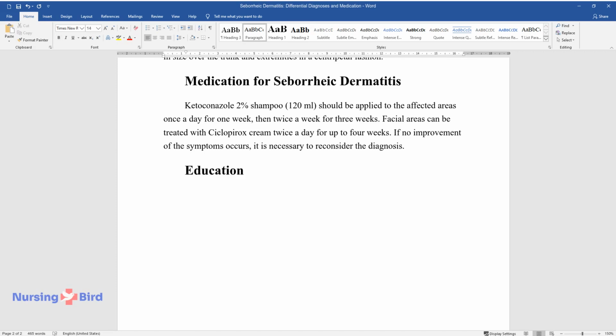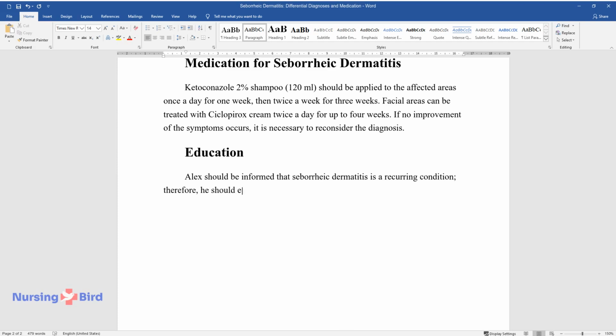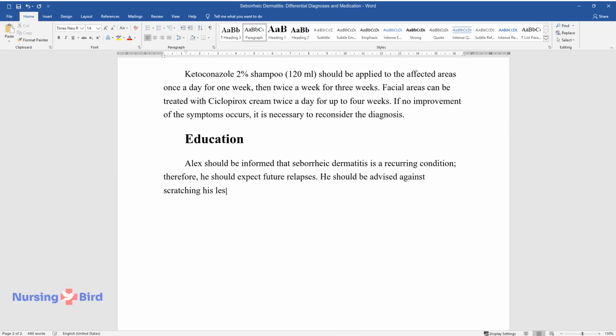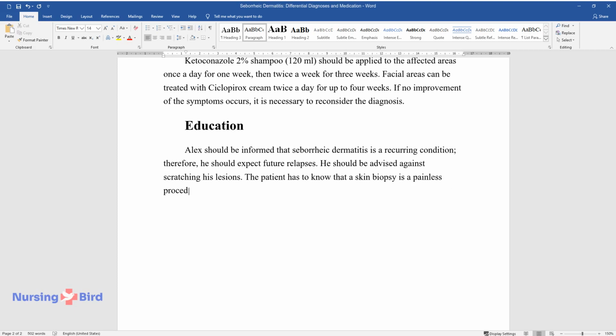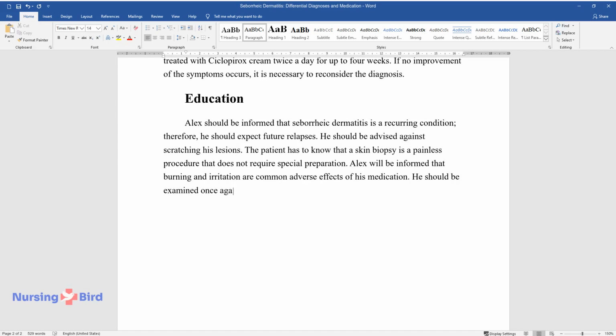Education. Alex should be informed that seborrheic dermatitis is a recurring condition, therefore, he should expect future relapses. He should be advised against scratching his lesions. The patient has to know that a skin biopsy is a painless procedure that does not require special preparation. Alex will be informed that burning and irritation are common adverse effects of his medication. He should be examined once again in 4 weeks.